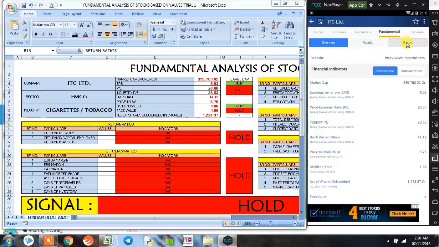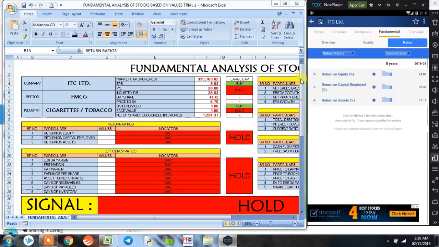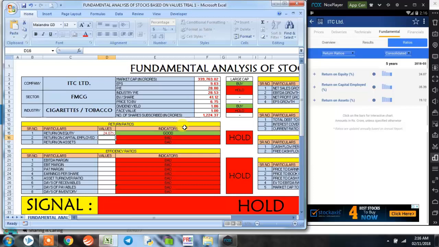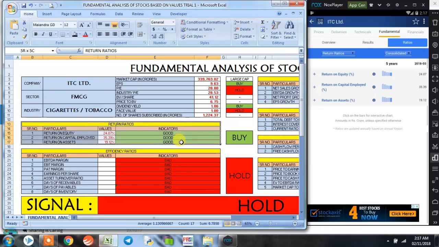Now let's come to the return ratio. For that, click on the ratios tab and we could see the return ratios. The first is return on equity, which is 24.07. Return on capital employed is 35.39. Return on asset is 19.12. So clearly the return ratio has given us a signal to buy this stock at this point of time.